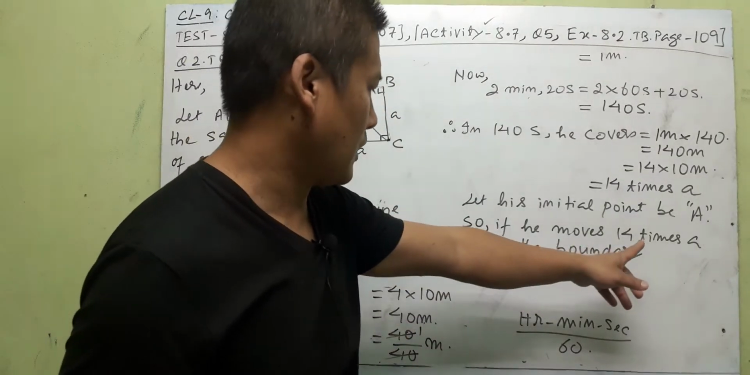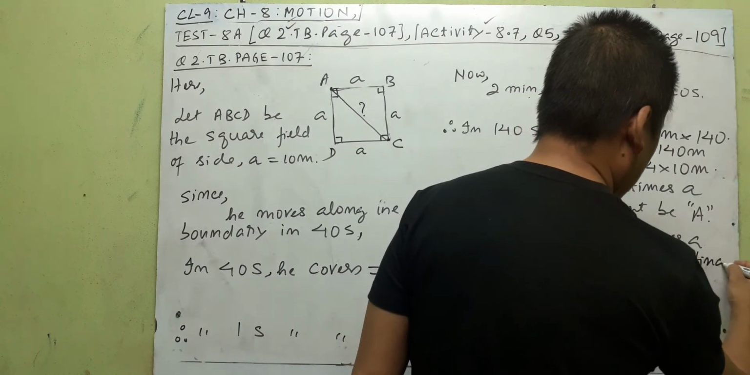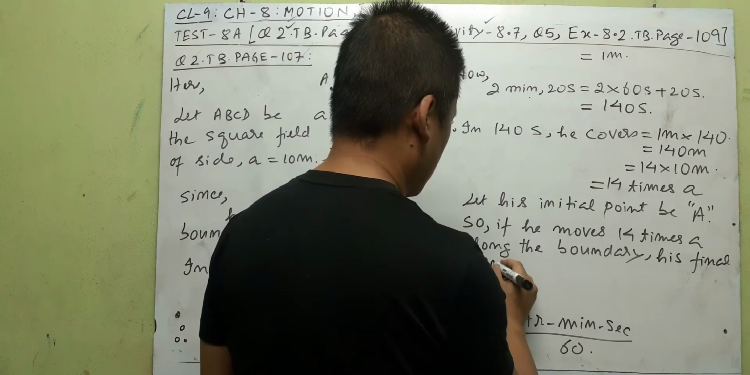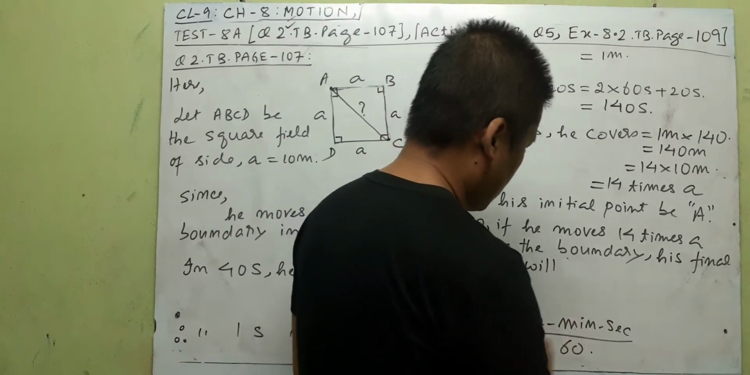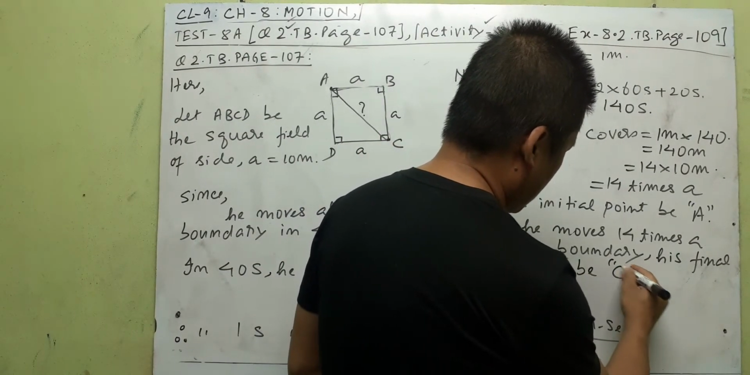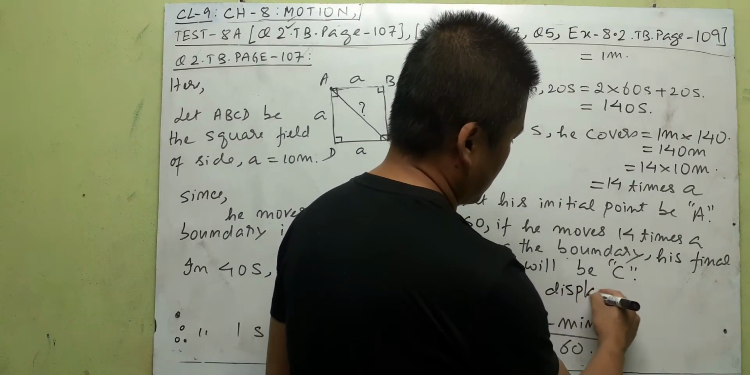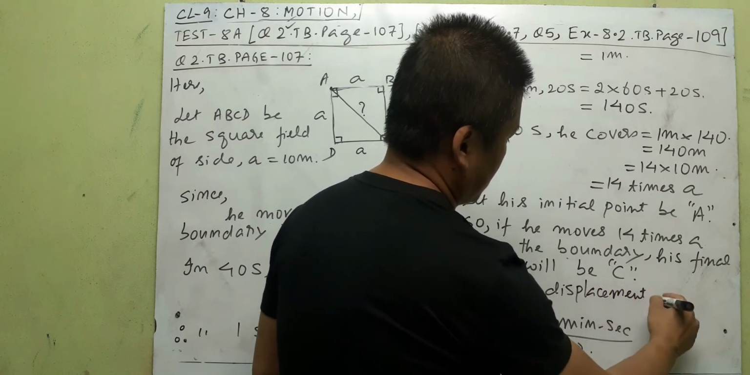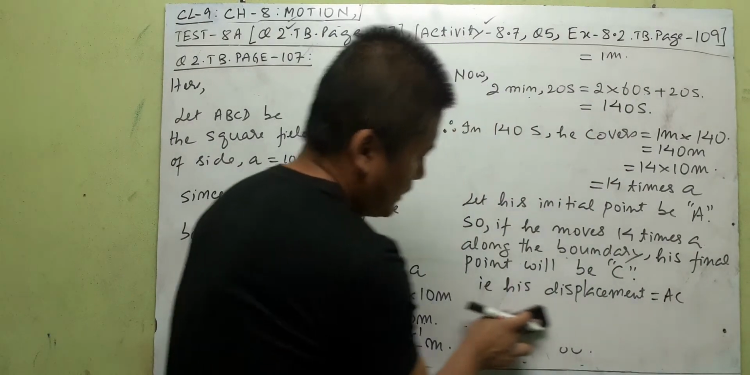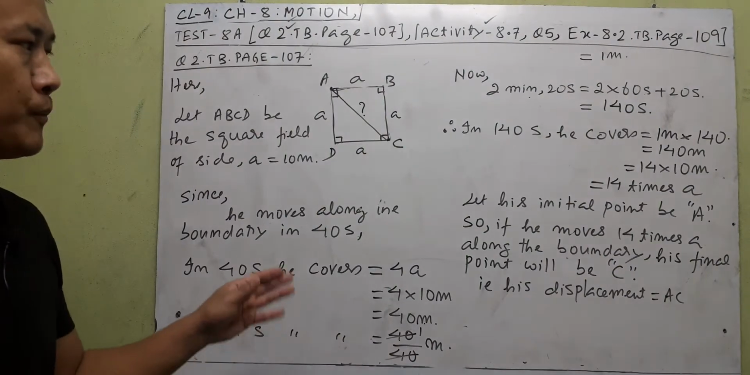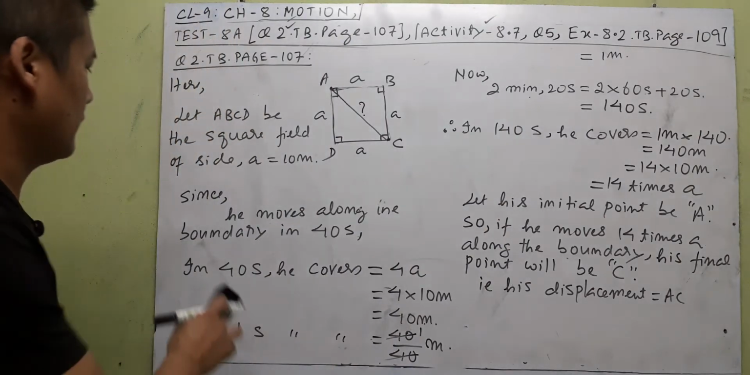So if he moves 14 times along the boundary, his final position or final point will be, by our common sense, the point C. That is his displacement that the question is asking us, his displacement equal to AC. So we need to find out this AC. The question is asking for his displacement if he moved 2 minutes 20 seconds, which is 140 seconds, along the boundary. So let us find that out.